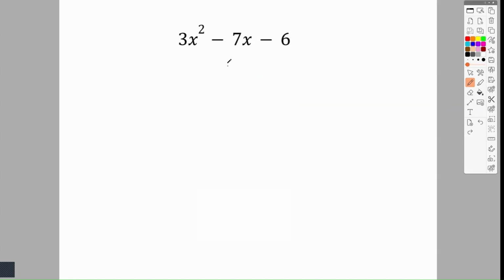So here we have another kind of quadratic that starts with a coefficient more than 1: 3x squared minus 7x minus 6. And in this one, we cannot do the same thing that we did in the previous equation, because obviously 7 is not divisible by 3. So here we have to use another method, which is splitting the middle term. By the middle term, we mean this one. So how do we do that?